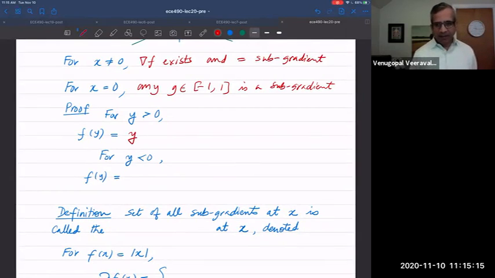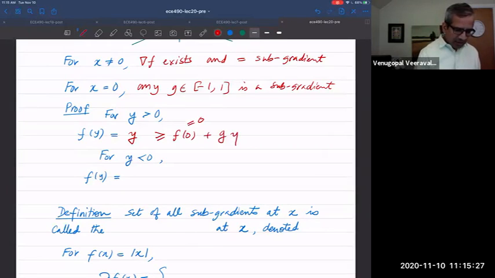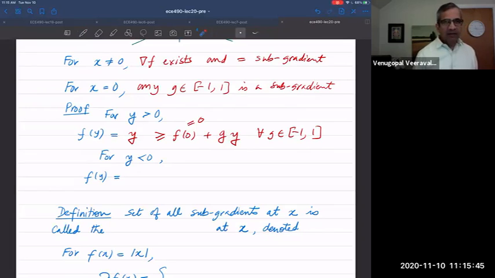So for y positive, f of y is the same as y. And this is bigger than f of 0, which is 0, plus any g times y. This will hold for all g belonging to [-1, 1], right? Because y is positive on both sides. And as long as g is bounded in absolute value by 1, y will be bigger than gy. So this lower bound condition does hold for y positive.